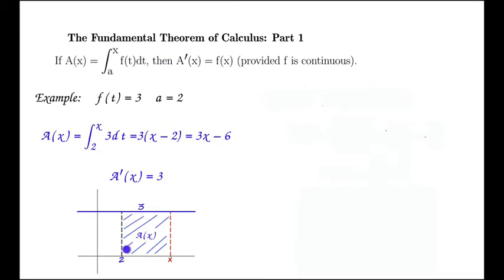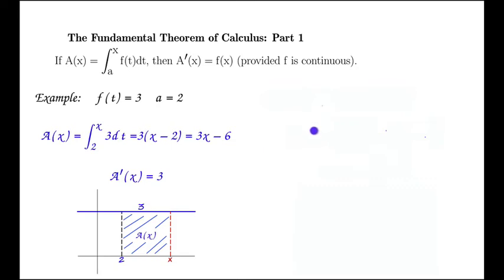Notice that A of x is this area. It's this area that I've shaded in here. As x moves, that area changes. If x moves this way, the area gets bigger. As x moves that way, the area gets smaller. What we're saying is the rate of change of that area is exactly this height 3. That is, as x moves a little bit, the rate of change is this height. That's what the first part of the fundamental theorem of calculus tells us.